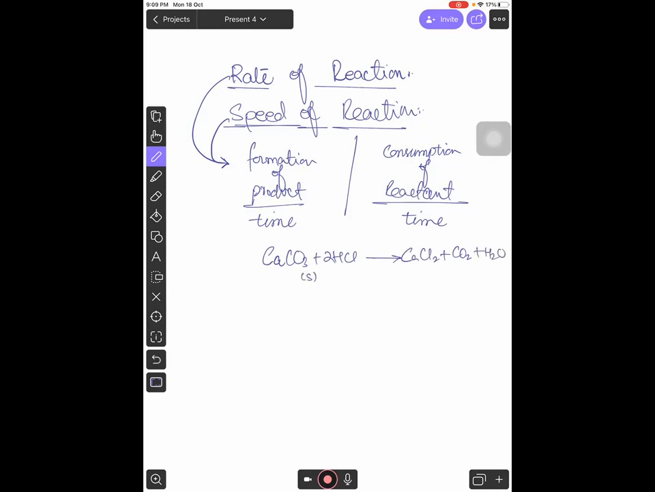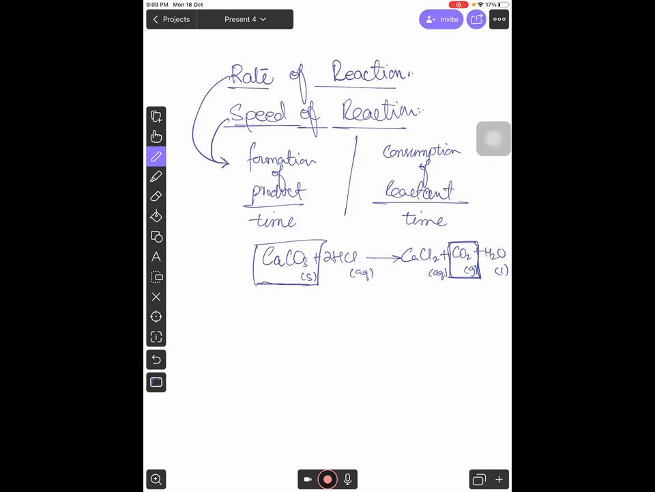It is a solid, it is aqueous. We know that acids are aqueous, and it is a soluble salt, so it is aqueous, and carbon dioxide is a gas, and water is a liquid. So the very important things here are solid calcium carbonate and gaseous carbon dioxide. These two make it easier to find the rate of reaction.